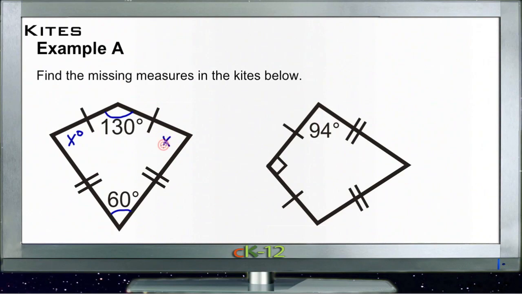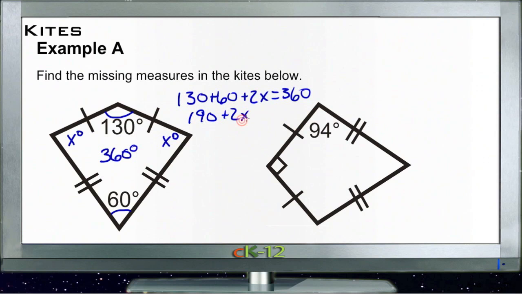What we don't know are the two non-vertex angles, left and right. Although we do know that since they're non-vertex angles of a kite, they're equal, so we can make them both be the same variable. And that tells us, since this is a quadrilateral, it's got 360 degrees total, like any other quadrilateral. So we can calculate 130 plus 60 plus 2x equals 360. Then we can combine our like terms. We have 190 plus 2x equals 360.